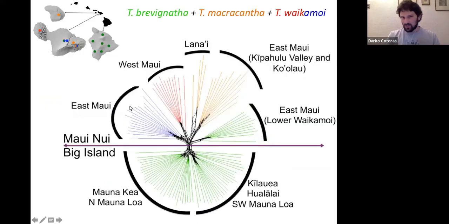We get the same result by actually calling SNPs instead of using site frequency spectrum, which is a way of treating the data. We treat the data differently. It's the same data, but using different tools, and we generate this phylogenetic network. Here we find the divide between the Big Island specimens and the ones from Maui. This is congruent with what we've seen before. We see Brevignatha with the two very well-defined cryptic species now.